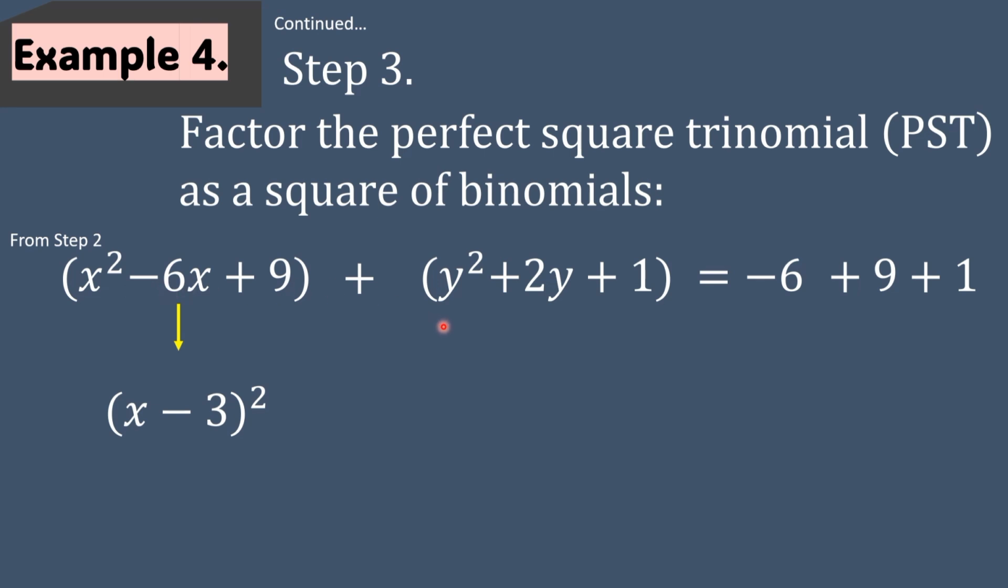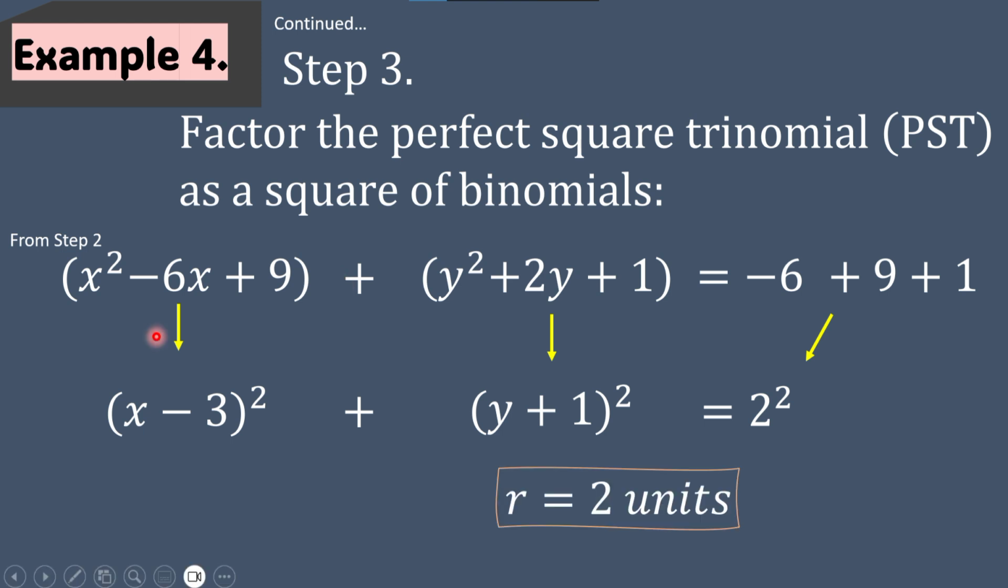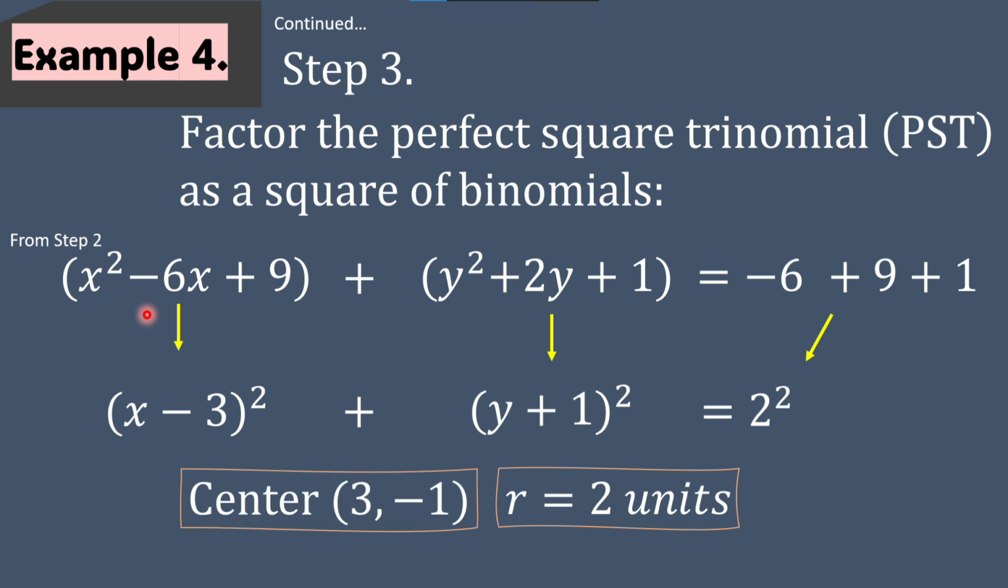And then, for the second perfect square trinomial, convert it into a square of binomials. What are the factors of the constant term? 1. When added, you'll get +2. And that is the square of y plus 1 is equal to -6 plus 9 plus 1 is equal to 4, or 2 squared. We can now determine the center coordinates and the length of the radius. The radius is 2 units and the center coordinates are 3, -1.